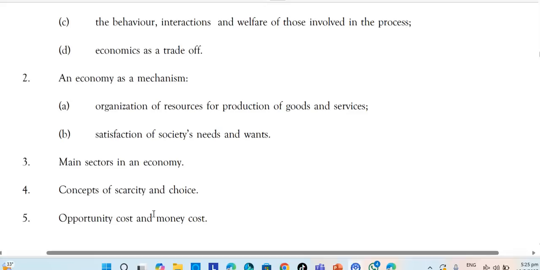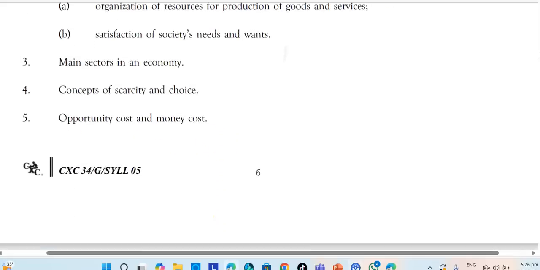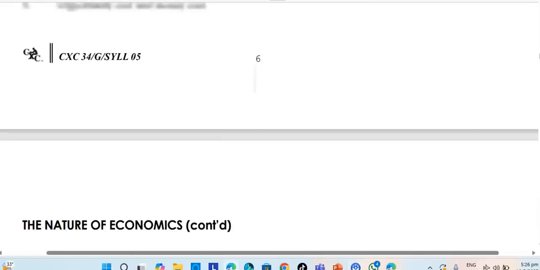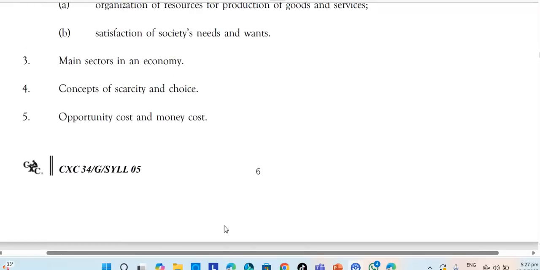All right, so we are down to opportunity cost and money cost, and we are just asked to define the terms. Now, opportunity cost refers to the value of the next best alternative that is foregone when a choice is made. It represents the benefit you give up when you choose one option over another.